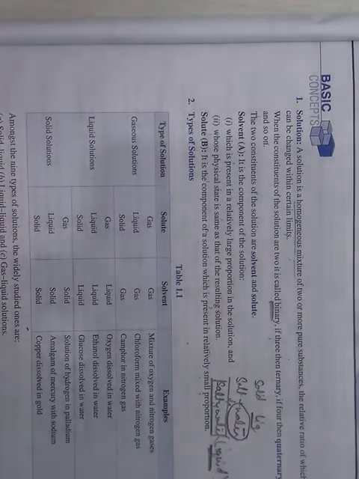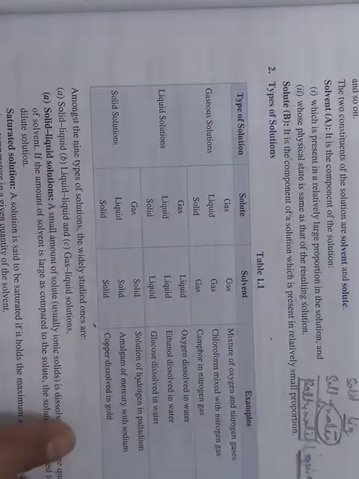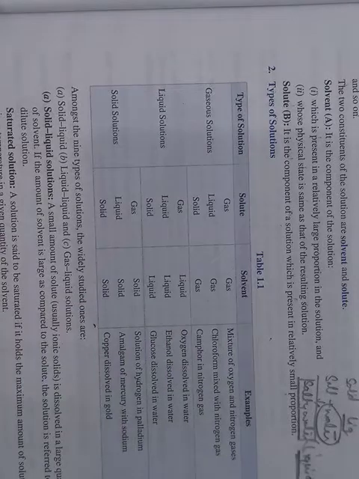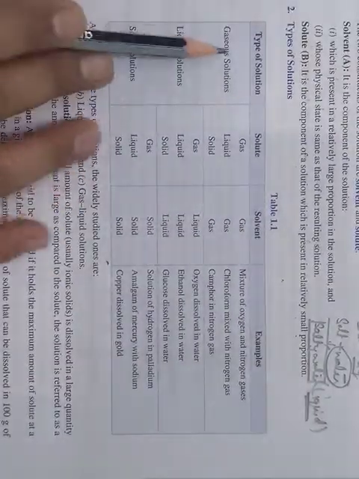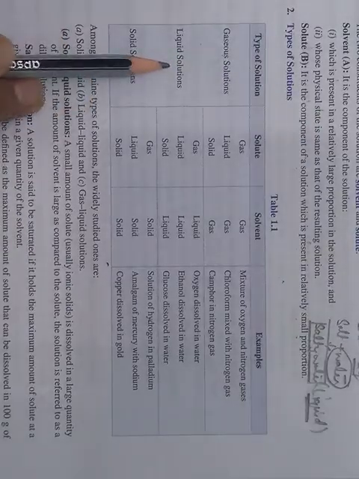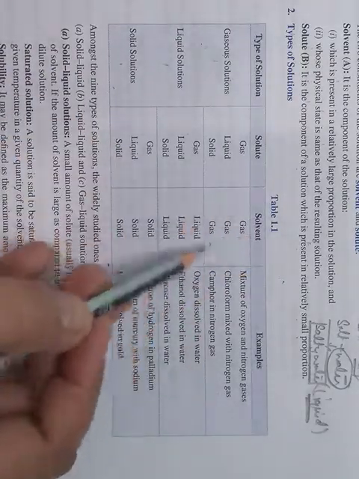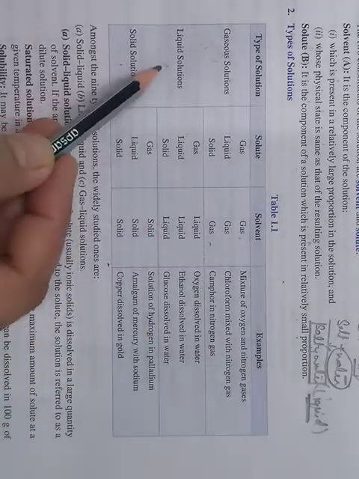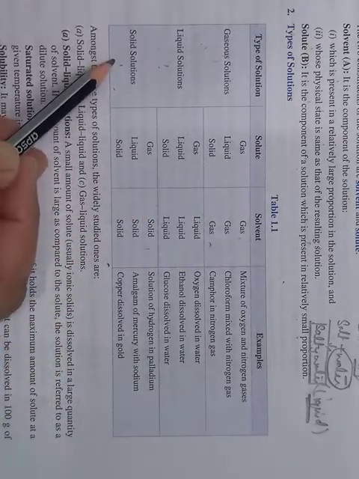Now on the basis of the states of the components of the solution, let us talk about the types. There are basically three types of solution: gaseous solution, liquid solution and solid solution. In gaseous solutions the solvent will be gas, because ultimately the solution that forms will be in the gaseous form, whereas in liquid solutions the solvent will be in the liquid form, and in the same way in solid solutions the solvent will be in the solid form.